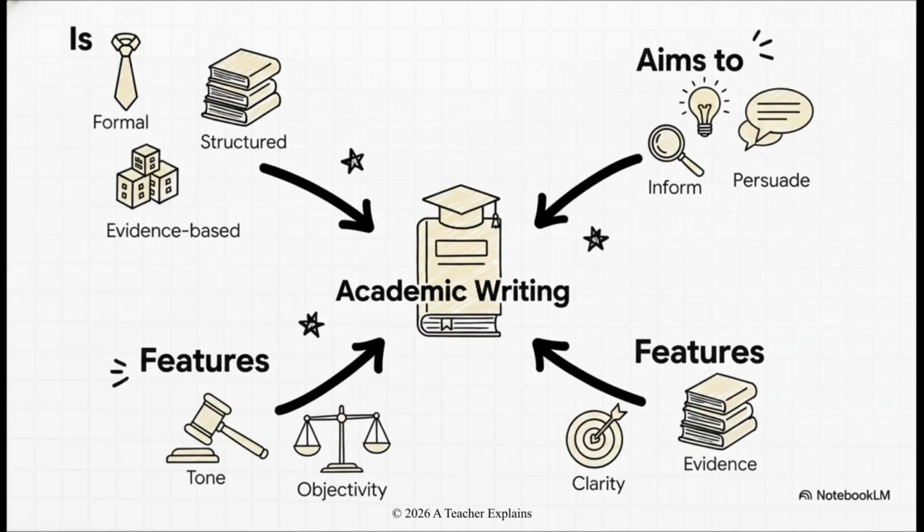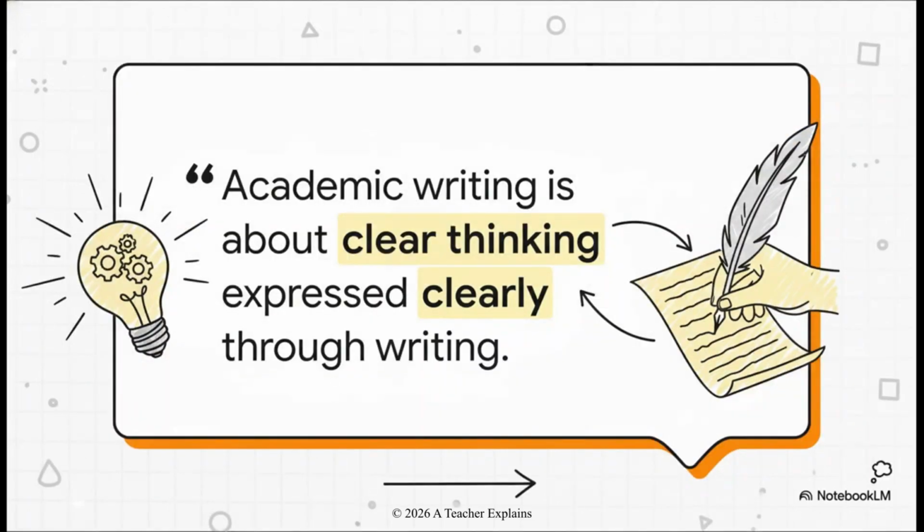All right, let's do a quick recap of the main takeaways. We've learned that academic writing is a formal, structured, and evidence-based style. Its main goals are to inform, analyze, and persuade. And it does all this using 5 core features: a formal tone, objectivity, clarity, a logical organization, and the use of evidence. If you remember just one thing from all of this, let it be this: academic writing is not about hiding your ideas behind fancy language. At its very best, it is simply about clear thinking that is expressed clearly through writing.